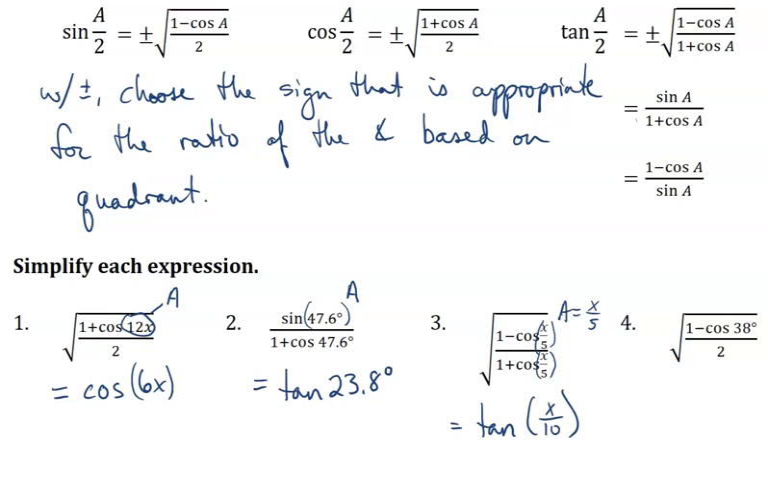And last one here, 1 minus cosine of 38 over 2. Because it's 1 minus cosine, I'm looking at the sine identity. So that's going to be sine of, and if A is 38 degrees, half of A is 19 degrees.